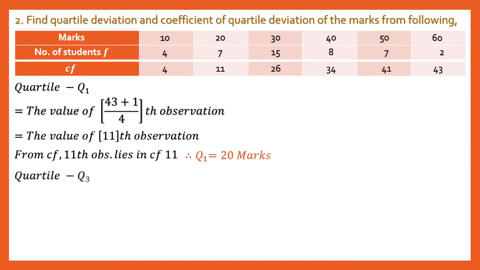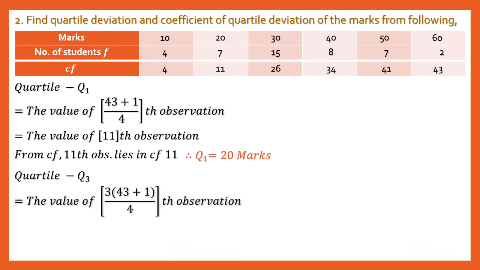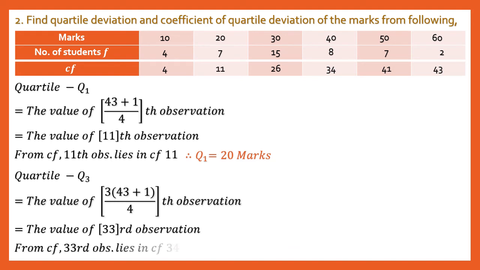Similarly, if I calculate my third quartile, the value of the (43 plus 1) upon 4 into 3 observation. So when you multiply it by 3, you get the 33rd observation. And that 33rd observation you can see in the 34th CF, and the marks in front of the 34th CF is 40 marks, and because it's 40 marks, my third quartile will be 40.